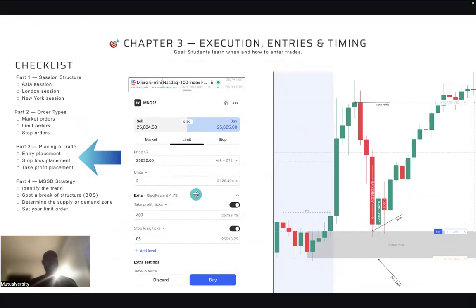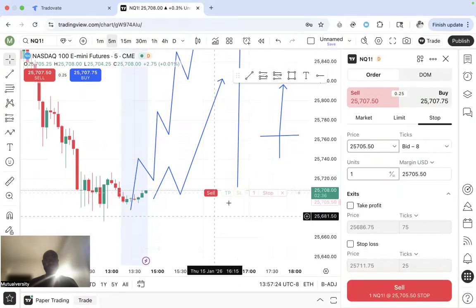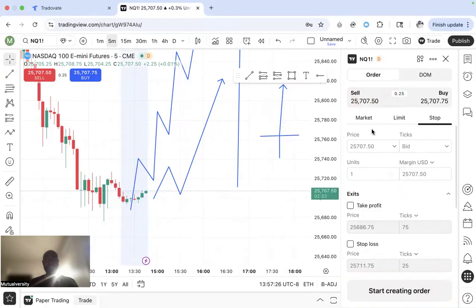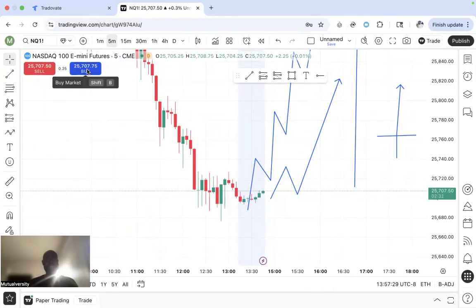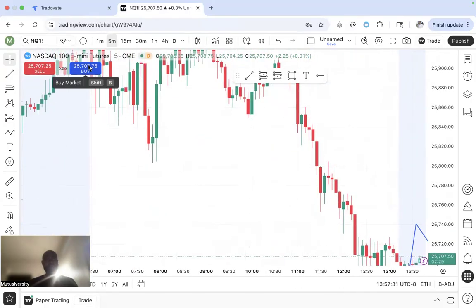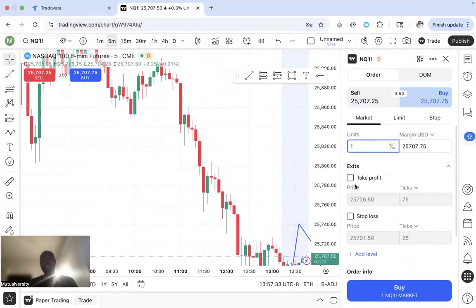You're going to have your entry point. You're going to have your stop loss and your take profit. So whenever you enter any trade, always have a stop loss and a take profit. So I'll show you here quickly. Let's say we press buy, always have your take profit and your stop loss. So you always select these two, take profit and your stop loss.